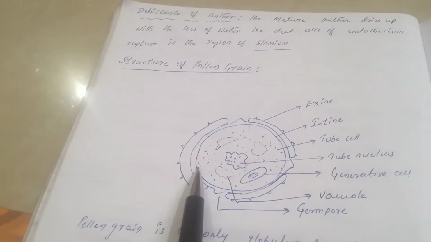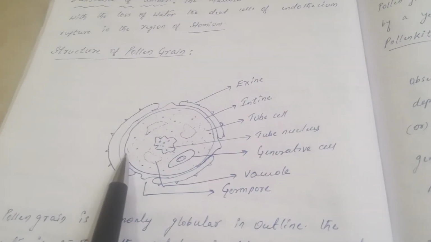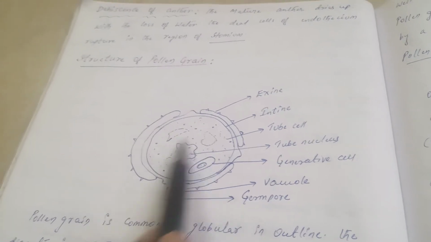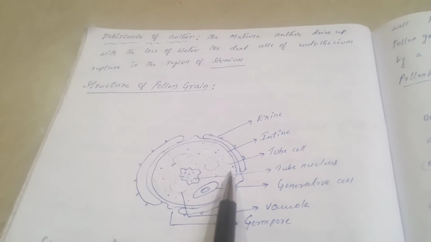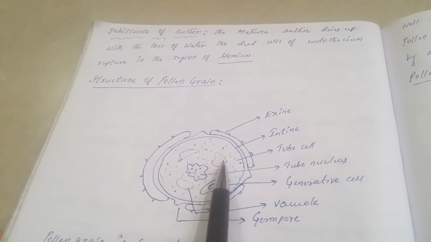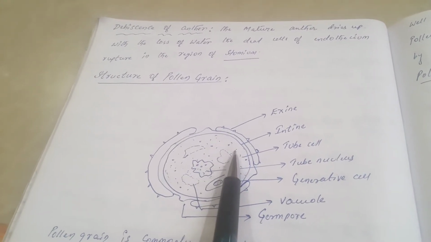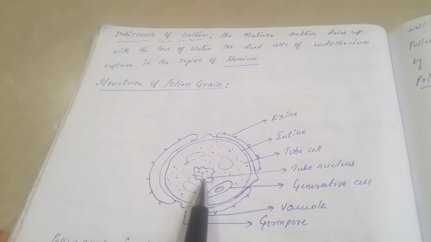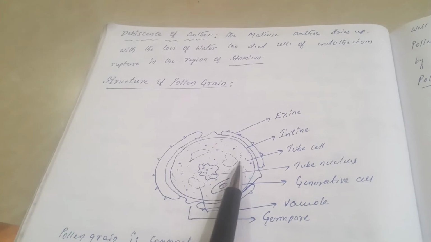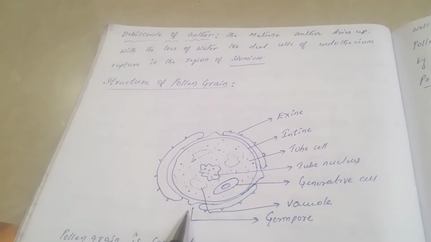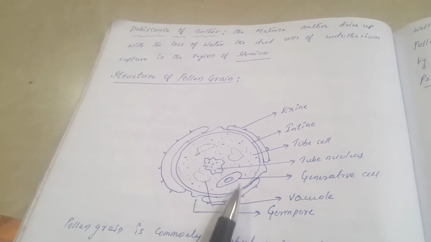अब हम डिस्कस करेंगे पोलन ग्रेन का स्ट्रक्चर ऑफ पोलन ग्रेन. So this is the diagram of pollen grain. The pollen grain has 2 layers, inner layer and outer layer. Inner layer is called intine, outer layer is called exine, and the pollen grain has 2 unequal cells. This is the tube cell. Tube cell is also called vegetative cell, and this is the nucleus of the vegetative or tube cell. This is the generative cell. These are the different types of vacuoles, and this is the germ pore.